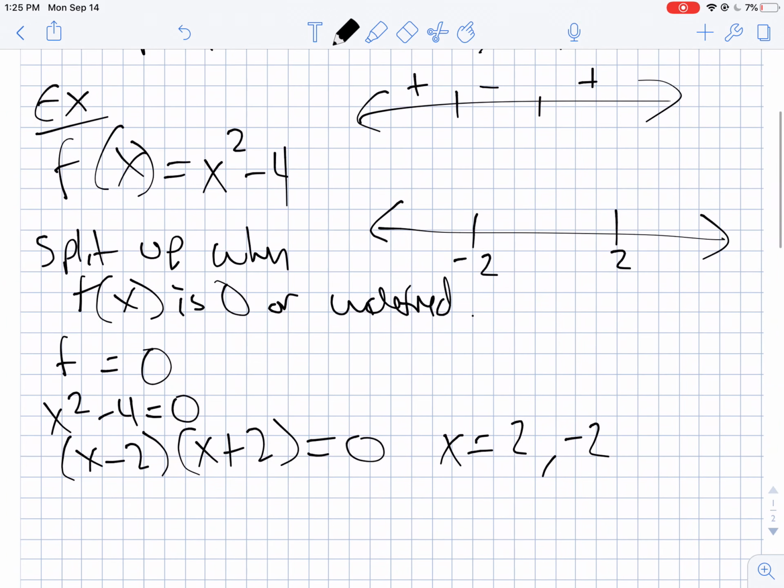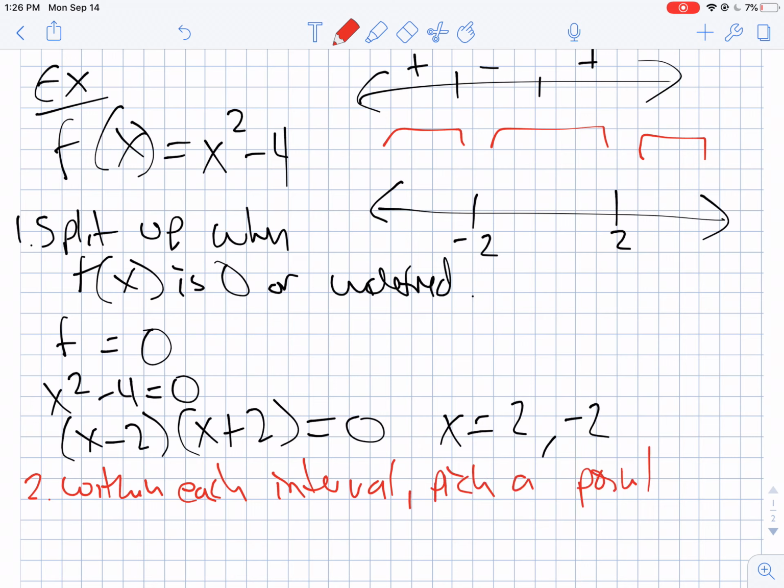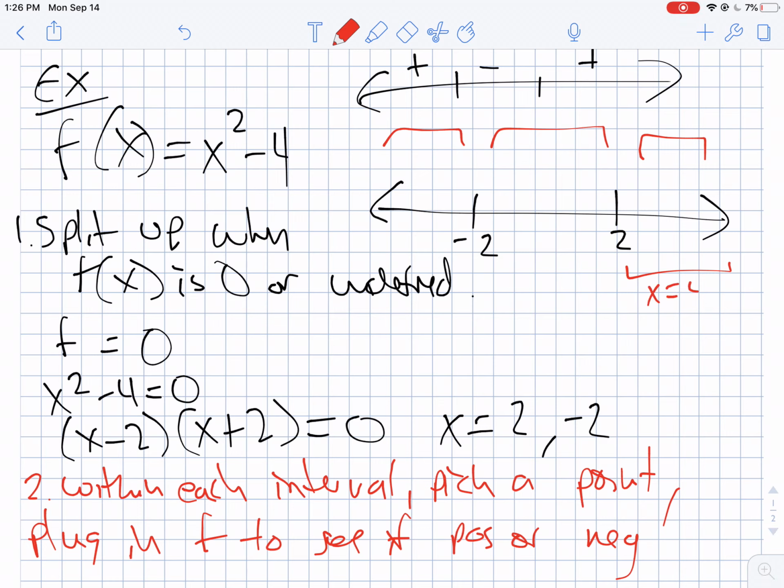That was my first step to split it up. Now I have split my graph into 3 different intervals. Within each interval, I'm going to pick any point and plug it into f just to see if it's positive or negative. The actual value we get doesn't matter. So anywhere from 2 on to infinity, I'm going to pick, say, x equals 4.